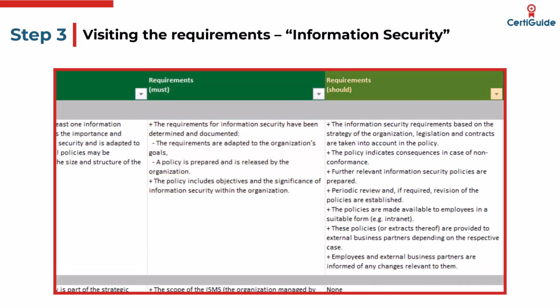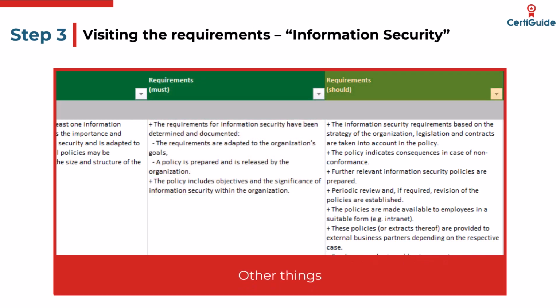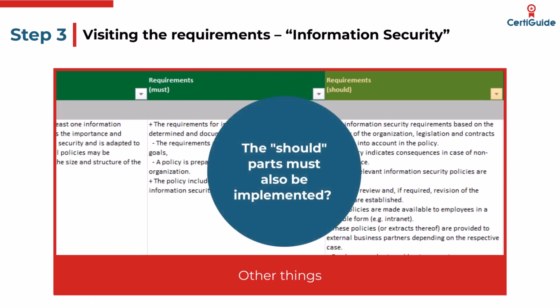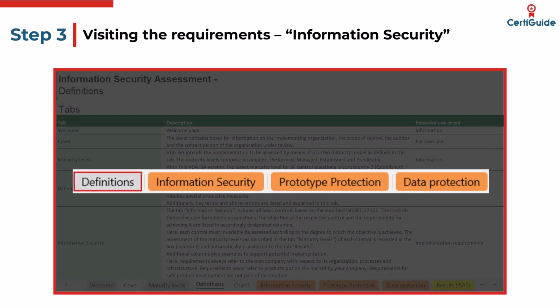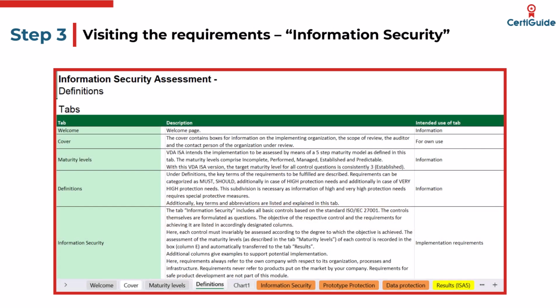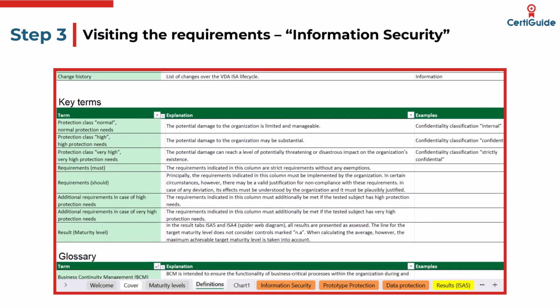Requirements should. This describes other things that the organization needs to implement. At this point, the question arises whether the should parts of a requirement must also be implemented by your organization. The answer to this question can be found directly in the Excel file. Simply click on the Definitions tab. There you will find the following regulation.